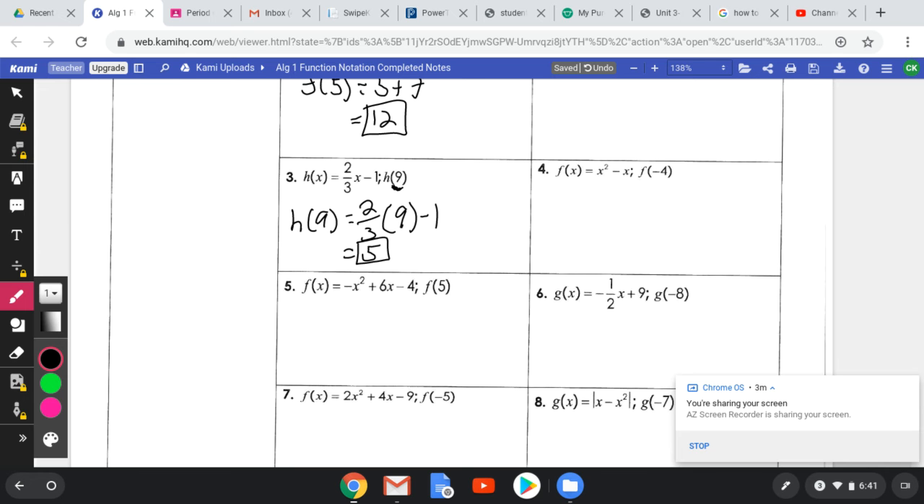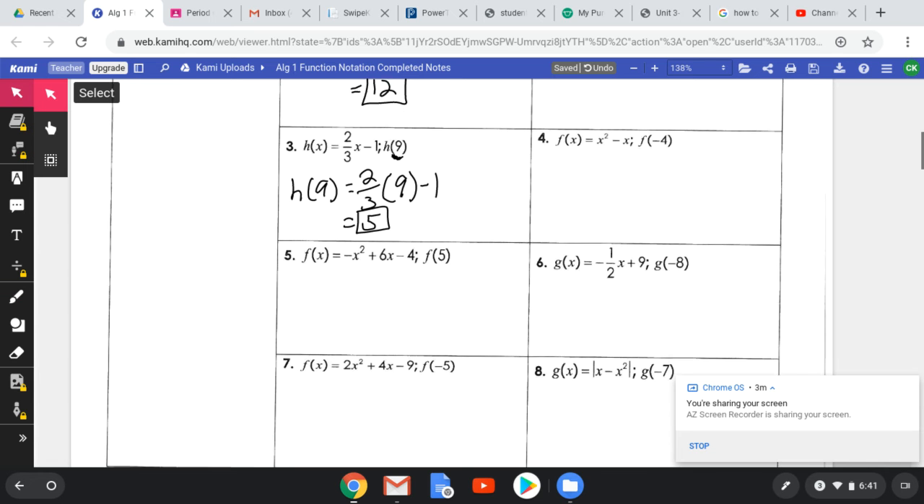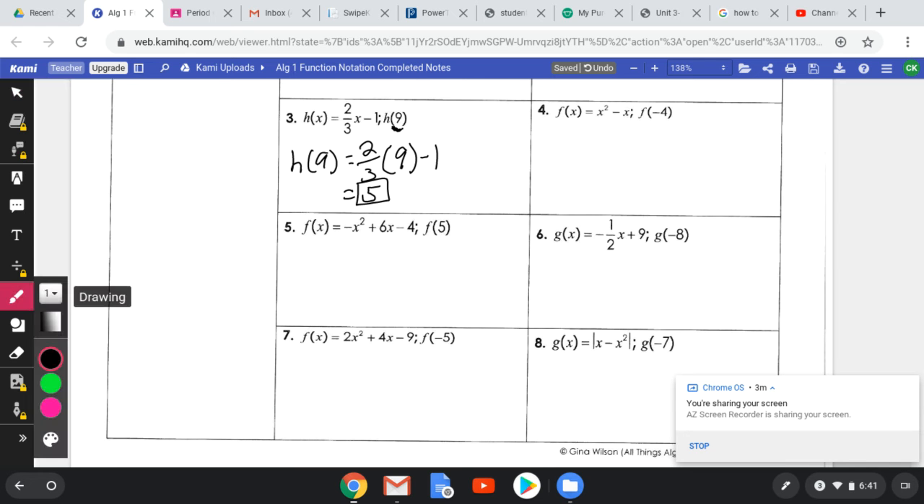Let's look at the next one here. It says f of x is equal to negative x squared plus 6x minus 4. Again, everywhere you see an x, you plug in 5. So if you recall what we talked about yesterday with this negative that's in front of the x squared, what that really means is that you're going to take negative 1 times 5 squared plus 6 times 5 minus 4.